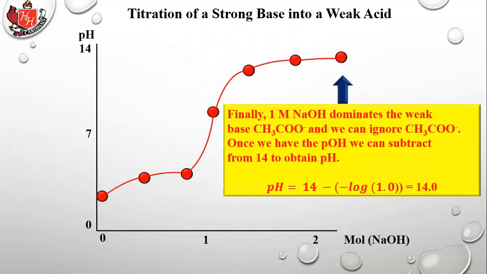So finally, 1 molar sodium hydroxide dominates the weak base acetate ion, and we can ignore the acetate ion. Once we have the pOH, we can subtract from 14 to obtain the pH.